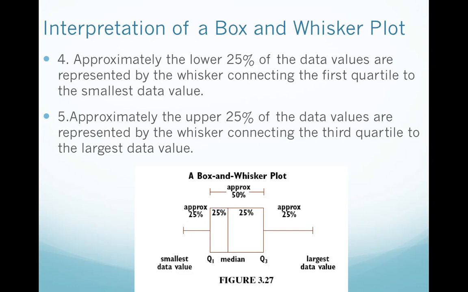Approximately the upper 25% of the data values, this is the upper 25%, is represented by the whisker connecting the third quartile to the largest data value. Okay, so this is the lower 25%, this is the upper 25%. We say lower because these are the lower values, and upper because these are the higher values.